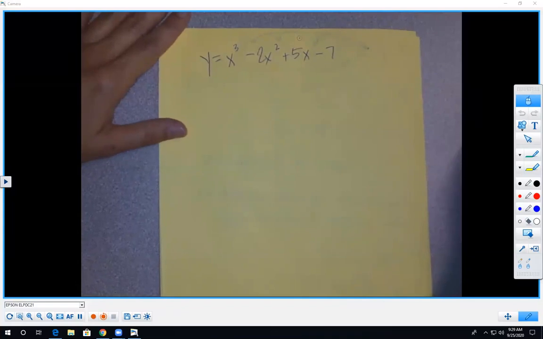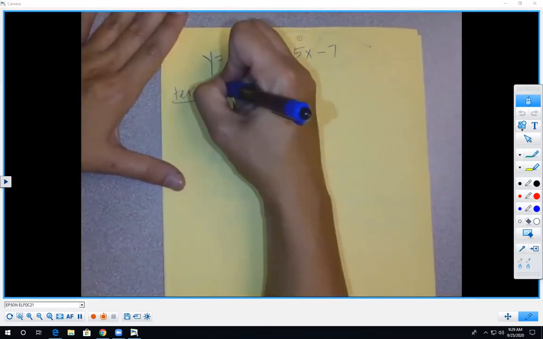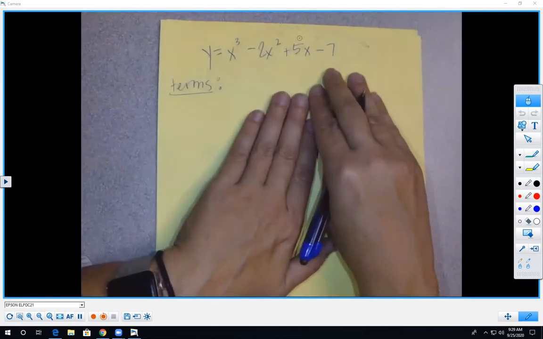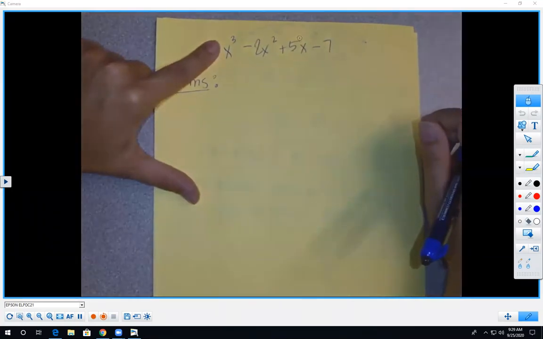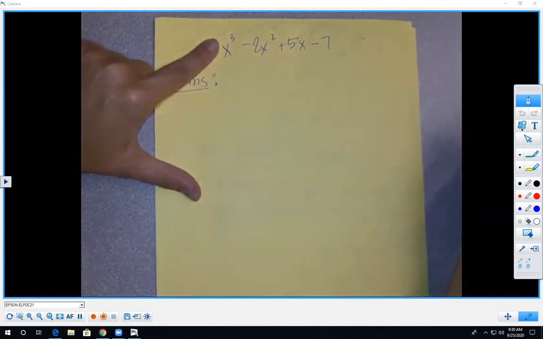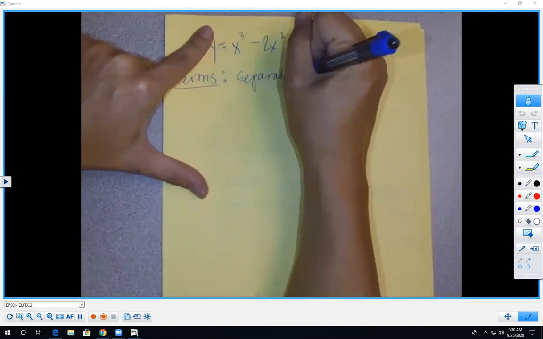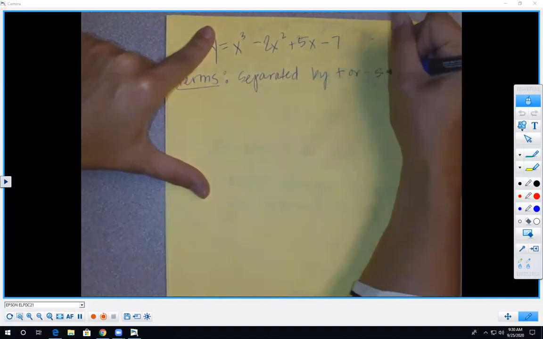Okay, first of all, the word terms. What's a term? First of all, how many terms does this equation have on the right-hand side? 4. Most people see what a term is. Terms are just separated by plus and minus signs, okay? Separated by plus or minus signs.